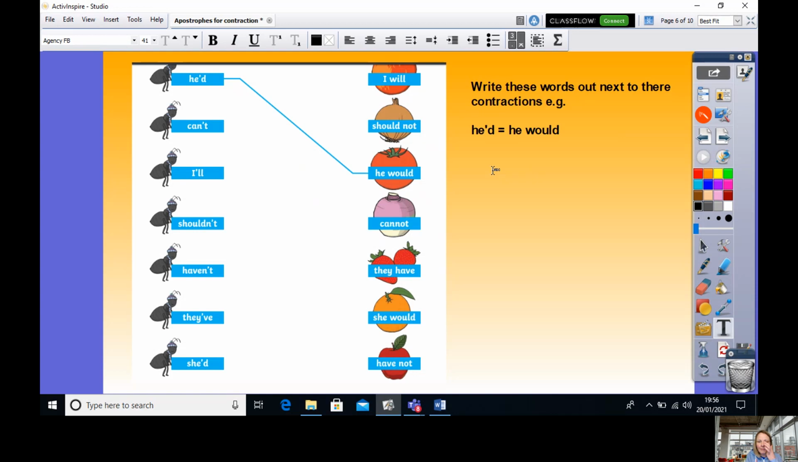If you're doing it on a piece of paper or in a workbook, just write it and then write the answer next to it. So he'd equals he would. You could carry on with the next one.